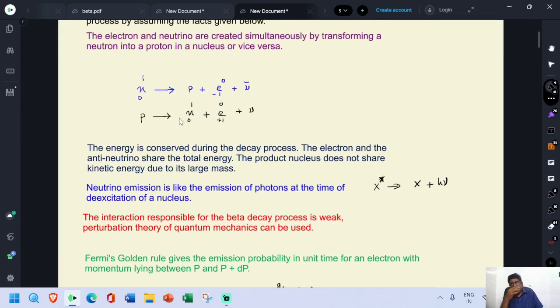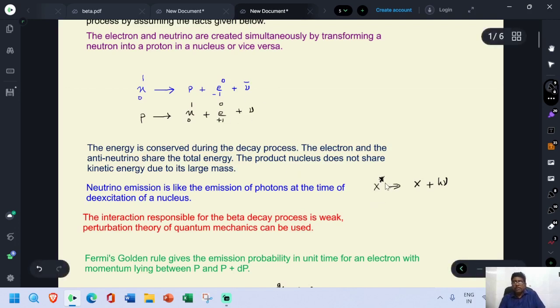Then his second assumption is the energy is conserved during the decay process. The electron and the antineutrino share the total energy. The product nucleus does not share kinetic energy due to its large mass. The third assumption is neutrino emission is like the emission of photons at the time of de-excitation of a nucleus.